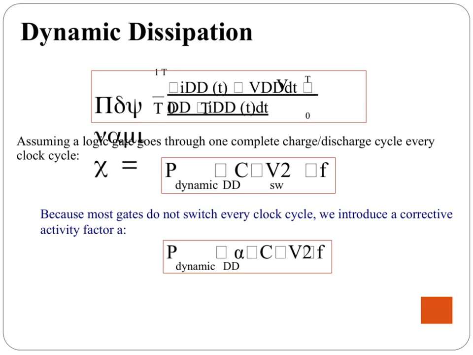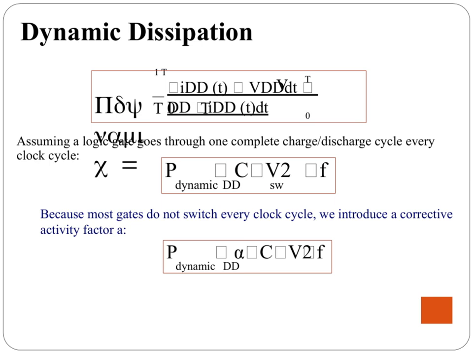Let's talk about dynamic dissipation in digital circuits. This refers to the power consumed when a logic gate charges and discharges its load capacitance during switching. The integral expression here shows the relationship between the current flowing through the supply and the voltage over a period T. Essentially, the dynamic power can be calculated as the average current times the supply voltage. Assuming a logic gate switches once every clock cycle, the dynamic power dissipation is proportional to the capacitance, the square of the supply voltage, and the clock frequency. This is shown as P dynamic equals C times V squared times F.